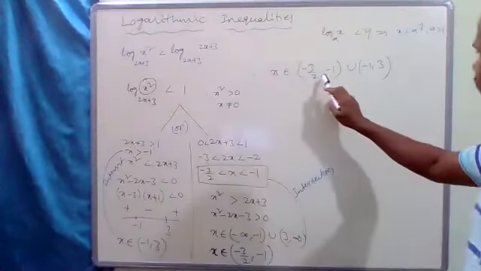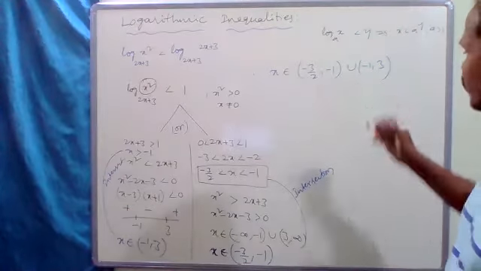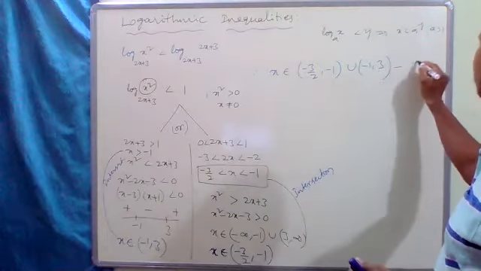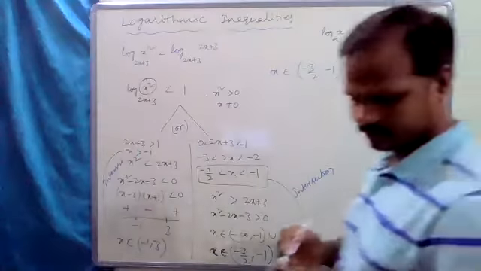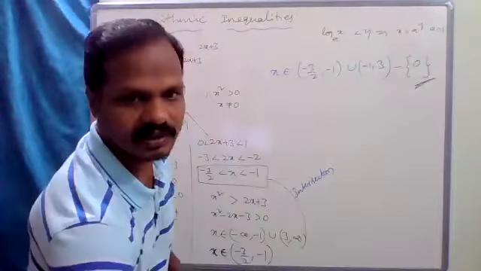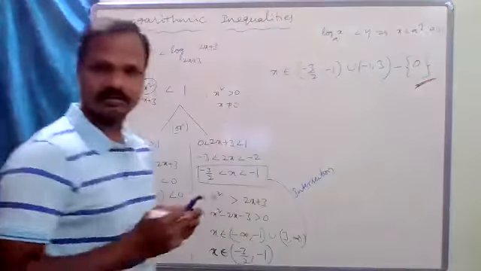But in our domain, 0 is there. Here also 0 is there. Okay na? So what you have to do? You have to remove that 0. This is the main point. Is it clear? See, this one is the main point.